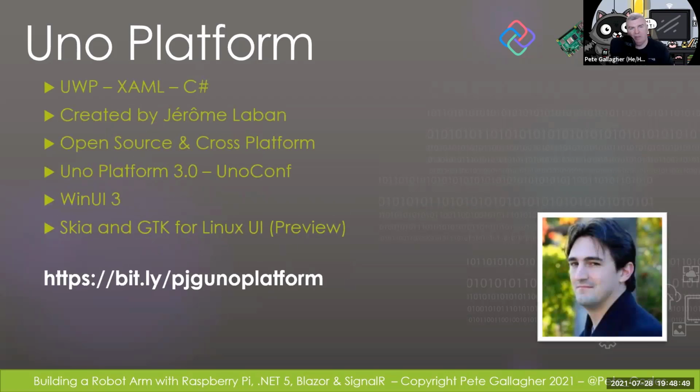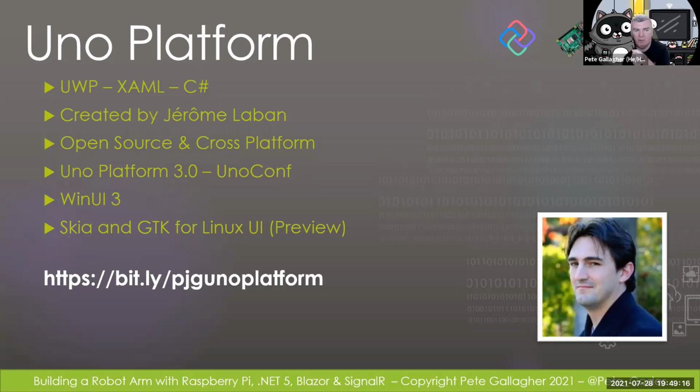But this is allowing us to be able to use UWP, which is XAML markup, and C# to be able to write graphical applications for the Raspberry Pi. And it works really well. It's created by Jérôme Laban, and actually he does live coding with his Uno platform every Tuesday. It's well worth checking that out on Twitch. This is open source and cross-platform, and they're involved with the .NET Foundation as well. So they're doing good things with Microsoft there too.